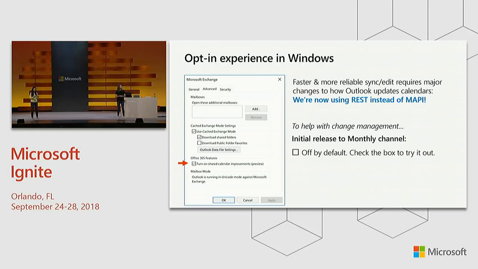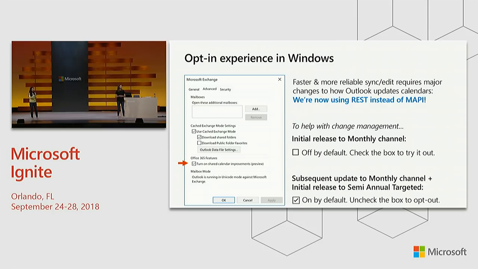After some time, when we have more confidence that this is really working for a broad swath of customers, we're going to be turning the checkbox on by default. We're not going to take it away, so even after we update monthly channel to be on by default and go to semi-annual target on by default, we want to leave the box there so you can uncheck the box to opt out if this rewrite doesn't work for you.